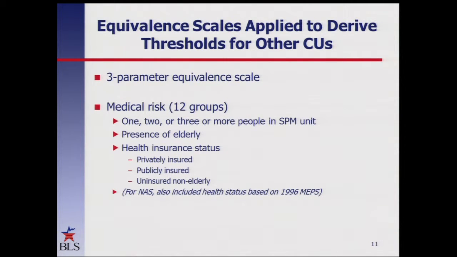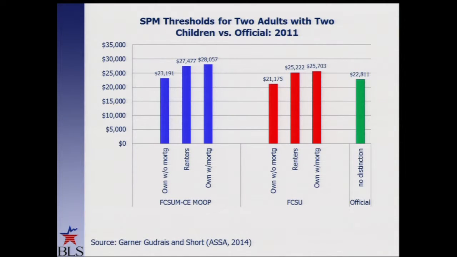All right? And I said this index is based on the number of people, presence of elderly, what type of insurance people in your household are covered by. Okay, for the NAS work we did, we actually made an adjustment for the uninsured, but for this most recent study, we did not. Okay, these are the thresholds.